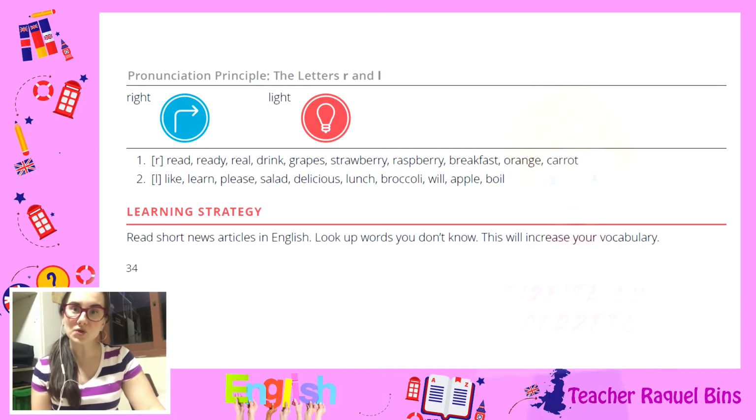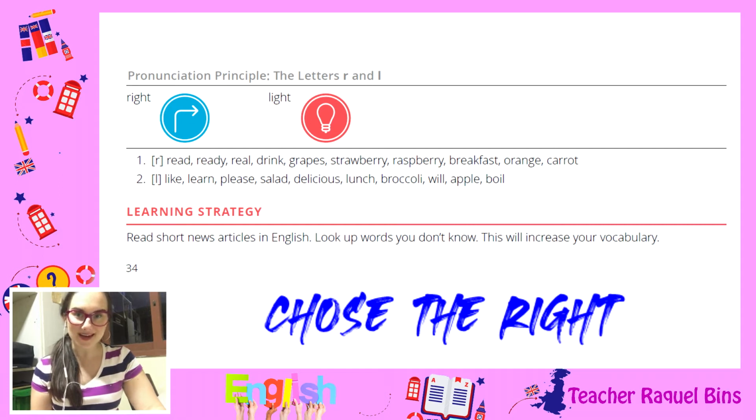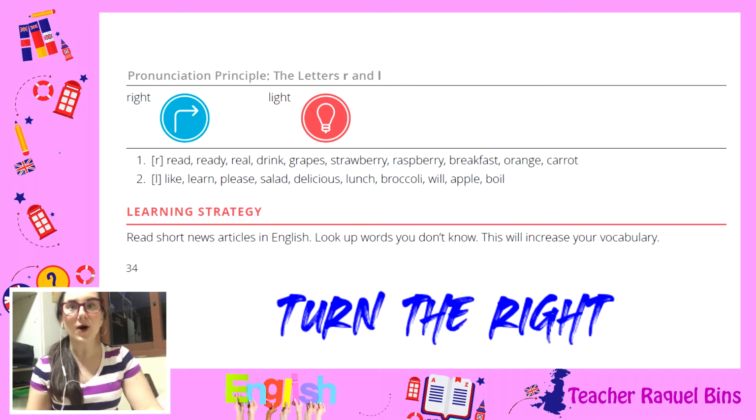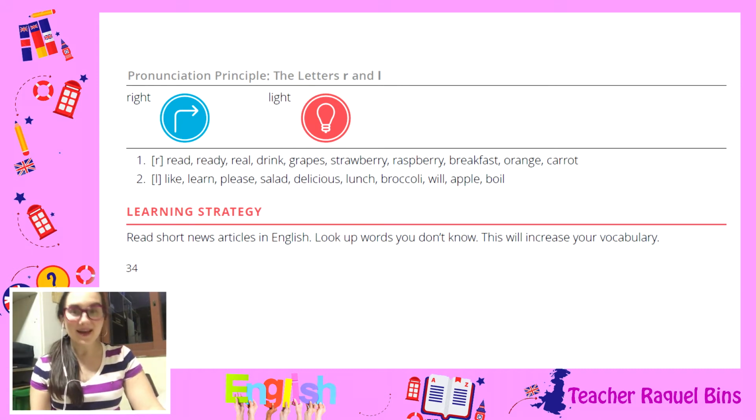For example, choose the right. Escolha o certo. Choose the right. E nós temos também turn the right, que é dobre à direita. E light, another word, light. Então, essa palavra aí, luz. Choose the light. Escolha a luz. Para que vocês treinem essas palavras com R and L, que são um pouquinho diferentes do que a nossa pronúncia do português, um pouquinho não, muito diferentes. Então, ali nós temos essas palavras para que a gente treine a pronúncia. Abaixo nós temos Learning Strategy.